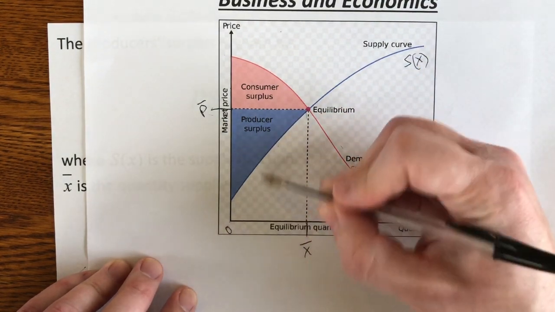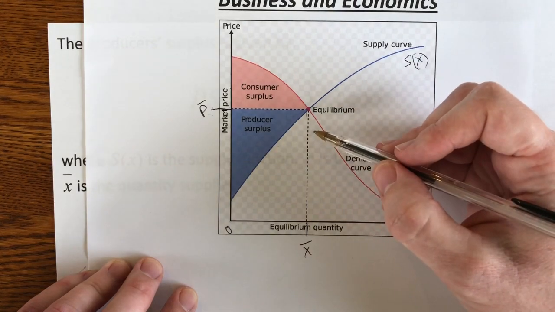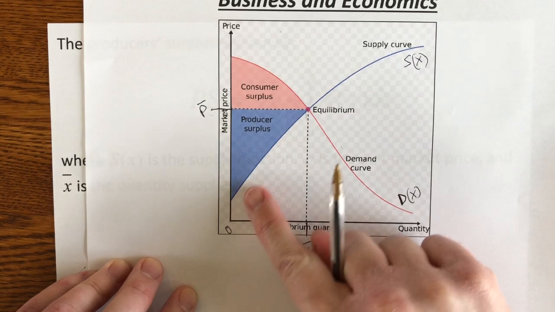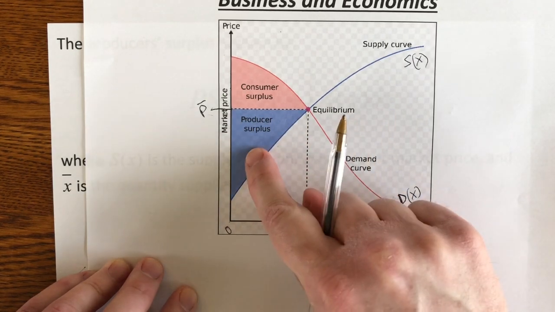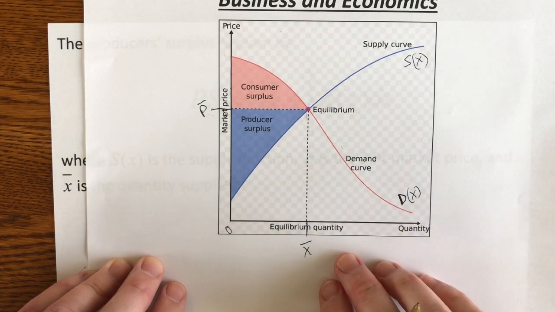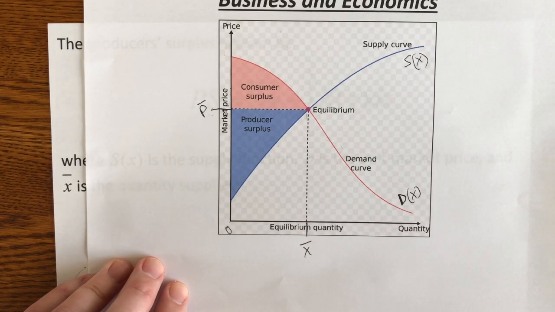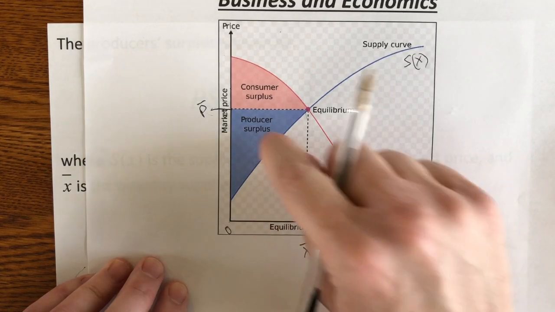That's going to give us this area. So would you agree that the difference between those two things, the area of this rectangle minus the area of this shaded region, would give us the blue region, which is producer surplus, which is what? Again, I'll say it again, the difference between what the suppliers actually receive and what they would be willing to receive. That's producer surplus.